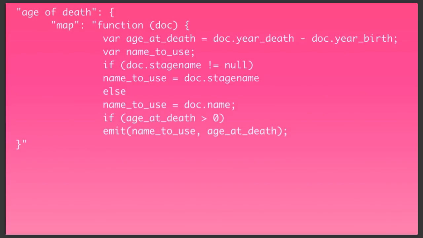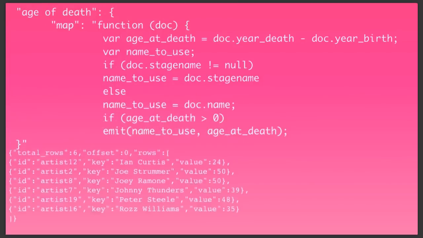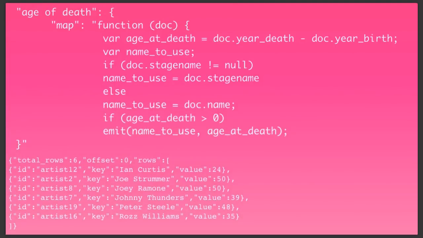So in the other examples, there was a null listed for someone who didn't have a stage name. I have a couple of functions in here. For starters, I am calculating the approximate age at which they died. I am then checking to see whether or not they have a stage name listed. And if they do, well, then we use that. And if they don't, we use their real name. And then, as long as their age at death is greater than 0, it's going to release that information. And there are the results.